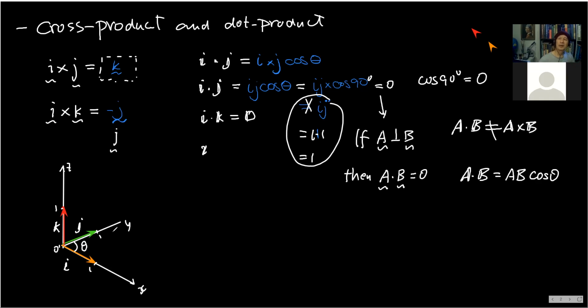Okay, let's combine these two products together in some exercise. How about I cross product K and then cross product J? So this is a combination.